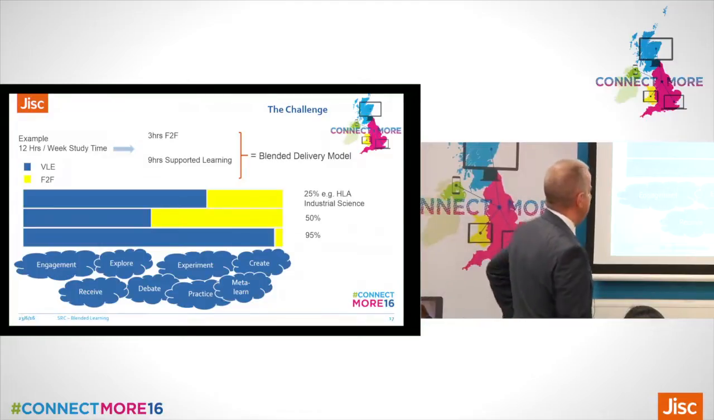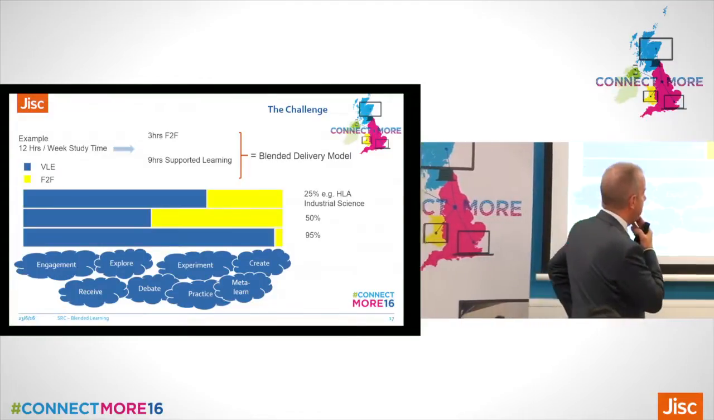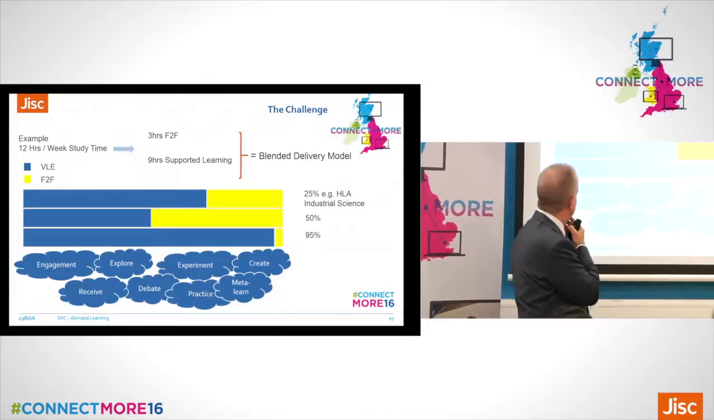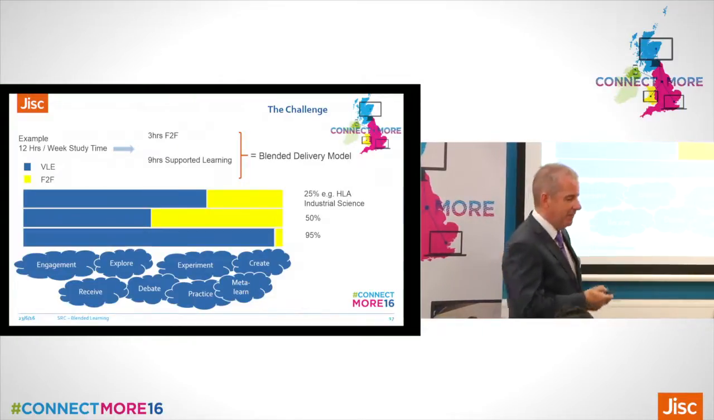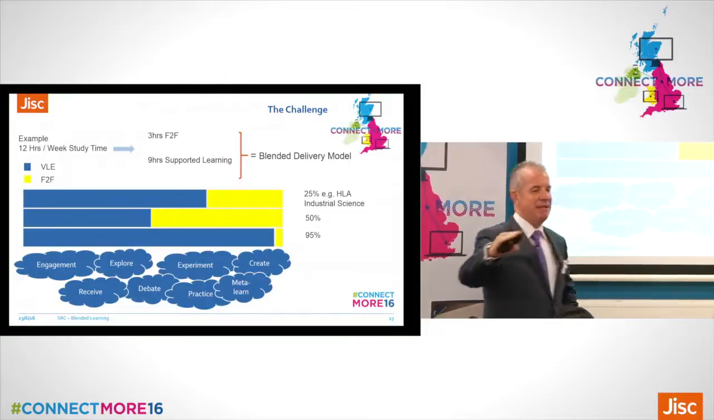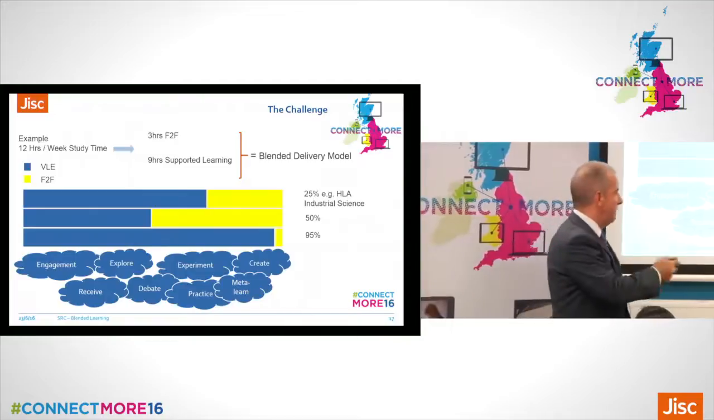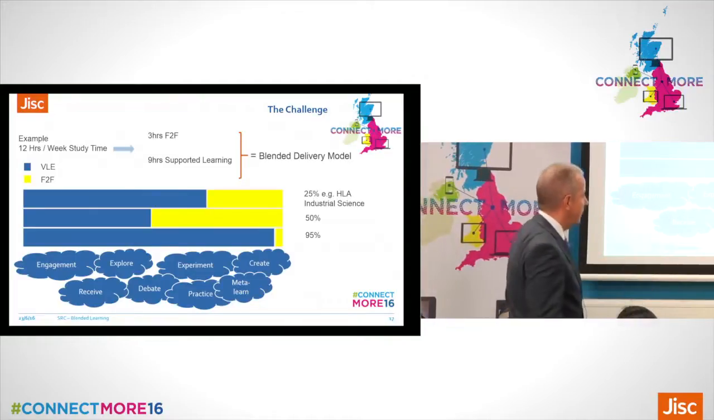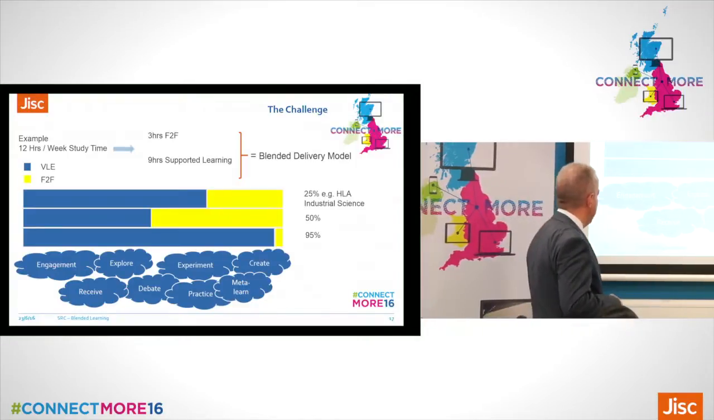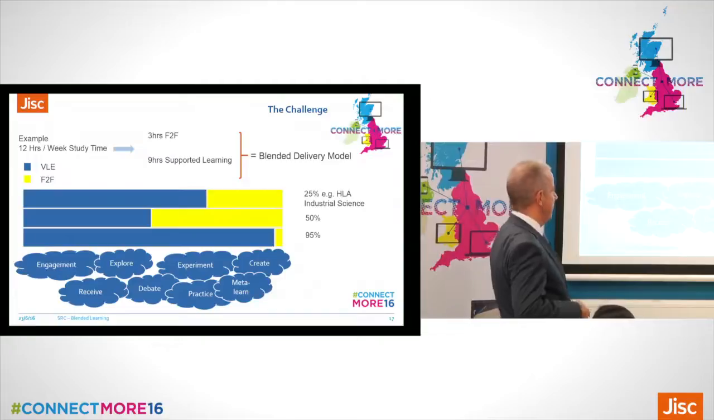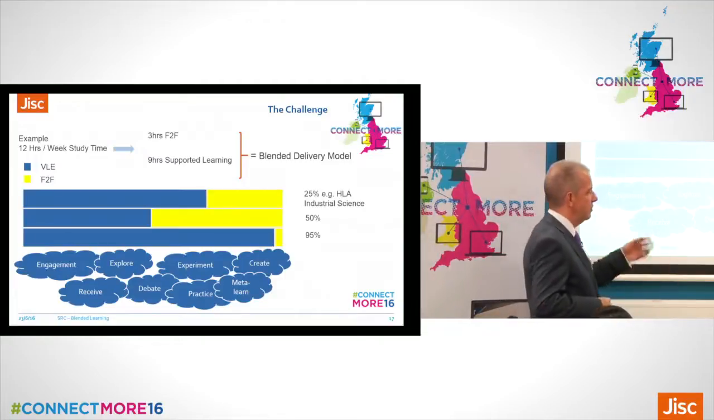So we took on a specific example, which is a higher level apprenticeship in industrial science. Again, we're experimenting with it. Some days we take 2 steps forward and maybe 3 back. Another day we take 2 steps forward and none back. But gradually we're getting to grips with it. So in terms of the student activities in and around the VLE, there's engagement, exploring, experimentation, creation, and so on and so forth. There's quite a lot there.